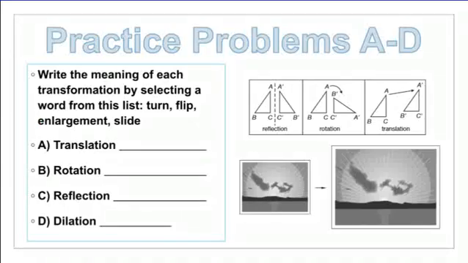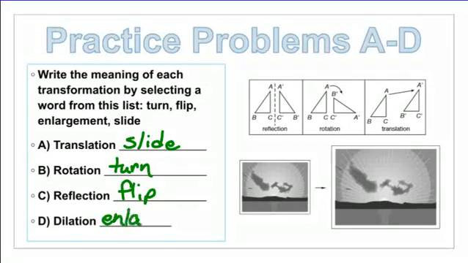The only difference is it looks smaller because you're moving further and further away from it. So let's take a look at some of these terms here. We want to write the meaning of each transformation by selecting a word from this list. Translation means you're sliding it from side to side or up and down. Rotation, think of turning. Reflection, that's a flip. Think of looking in a mirror. And then dilation, that's an enlargement. You can always refer to this slide when you want to review the terminology for this lesson.